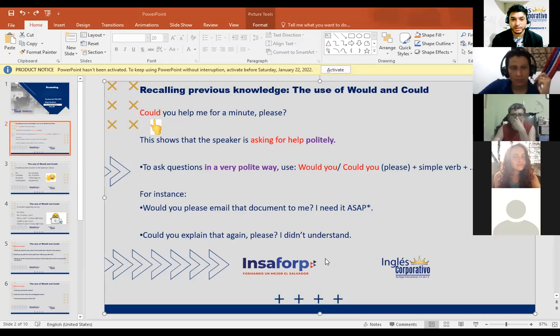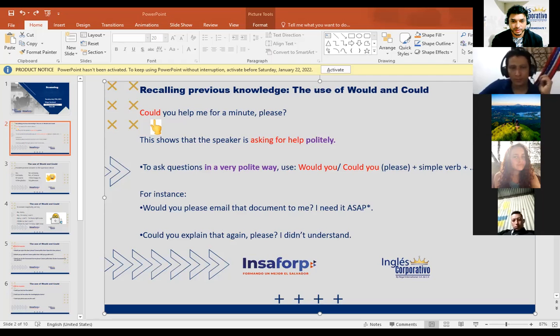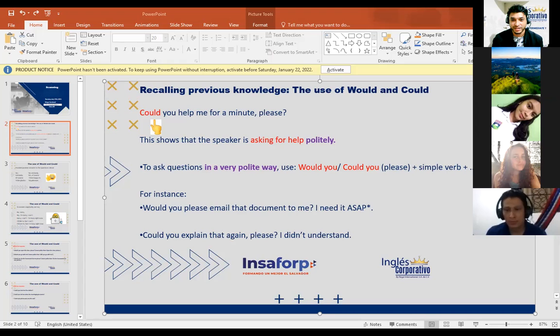Okay, I need a volunteer. Do you remember yesterday's topic? The use of could. Let me see, somebody is there. Xochitl Alexandra? Hi. Are you a participant or are you an English corporativo staff? Because this is the first time that I see you. Participant. Okay, you are a participant. Okay.